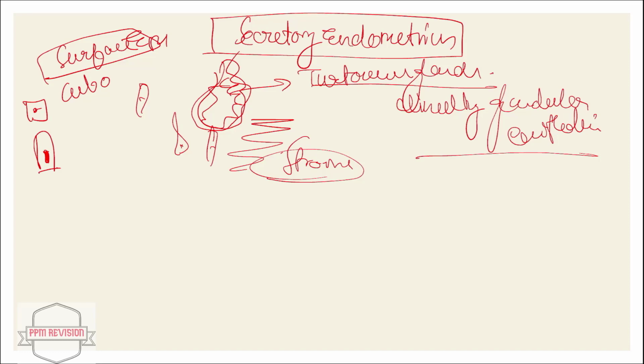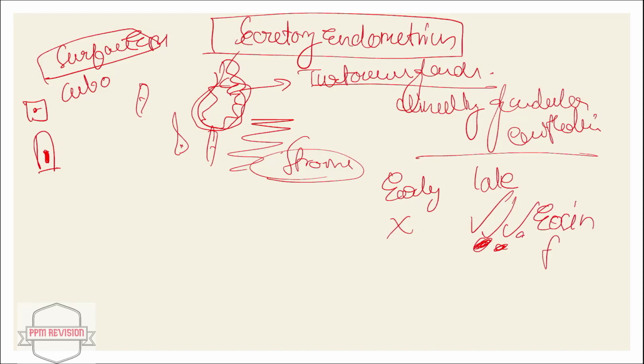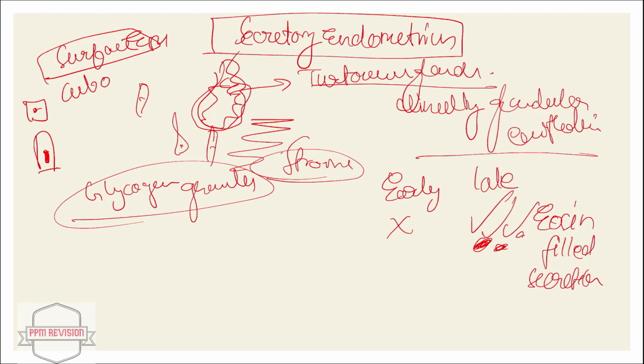So what they're telling is, in the early phase there's not much secretory activity of the glands, whereas in the late phase there is a lot of activity. The eosin stained secretions can be seen here. Moving ahead, at this stage some glycogen granules are seen in the cells, and they can also be seen here.